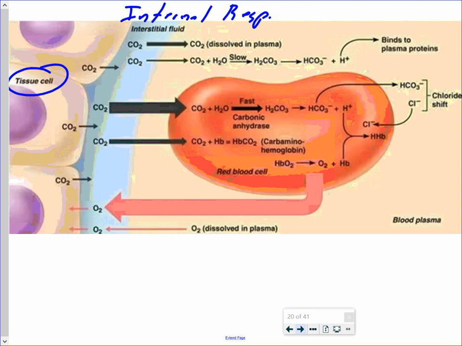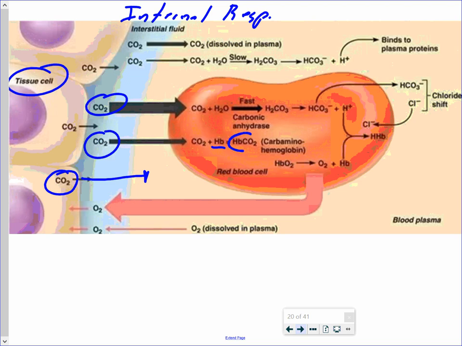So really what we just saw on the previous slide is reversed here. So now we have your cells that are producing carbon dioxide. There's more carbon dioxide in the cells than there is in the blood. So that carbon dioxide is now going to move into the blood. What does it do in the blood? Well, as we just saw, it's going to combine with the hemoglobin to form this here.